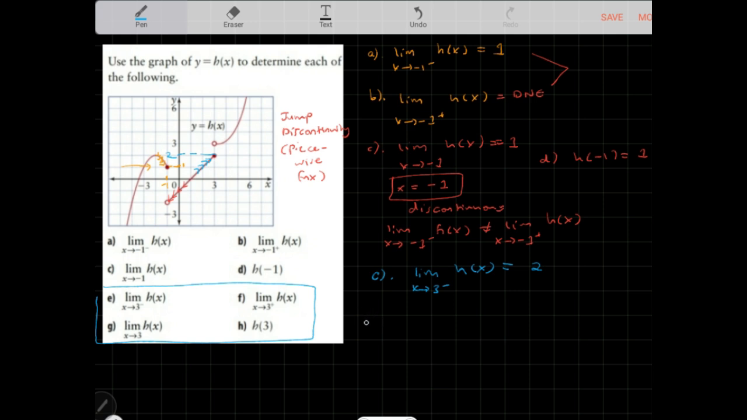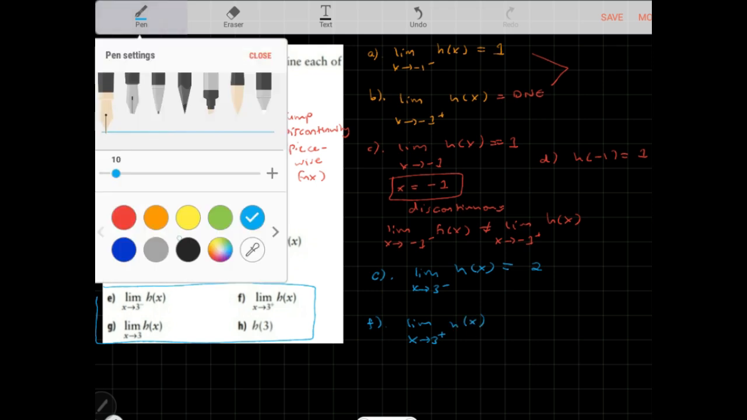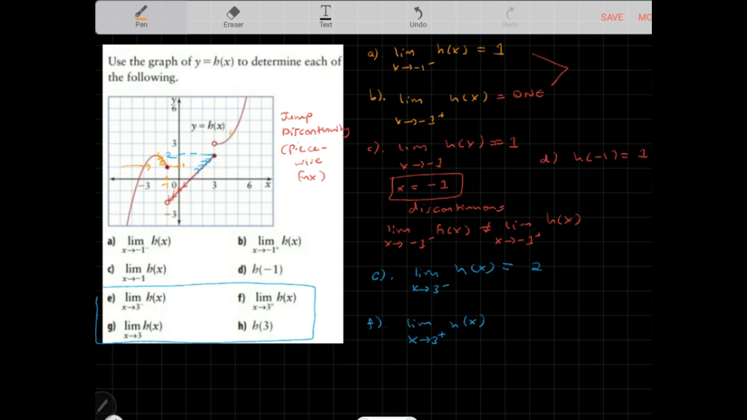Then for part F, limit as x approaches 3 from the right side of h of x. We're looking at the right side. I'm just going to switch colors here. Let's use orange. If we're looking at the right side of h of x, you can see that it gets closer and closer to the hole, the point discontinuity, so it doesn't exist. So because these two limits don't match, we can understand that the point itself is discontinuous, right?